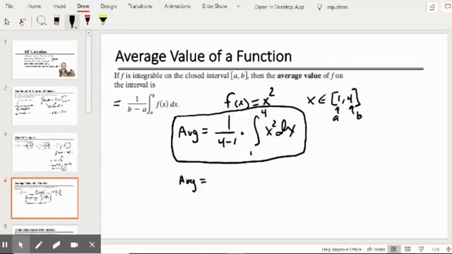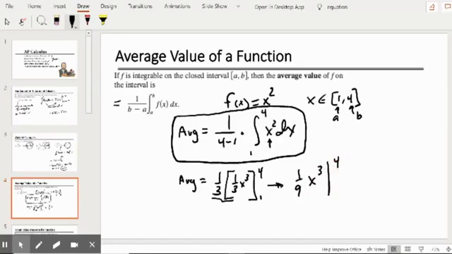The average is equal to 1 over 3. The antiderivative of x squared is 1/3 x cubed, and the bounds of integration are from 1 to 4. I'm going to combine this constant. That gives us 1/9 x cubed from 1 to 4, which is 1/9 times 4 cubed minus 1/9 times 1 cubed.